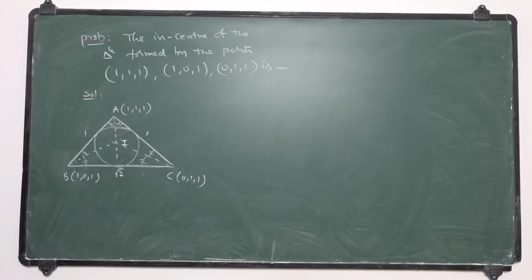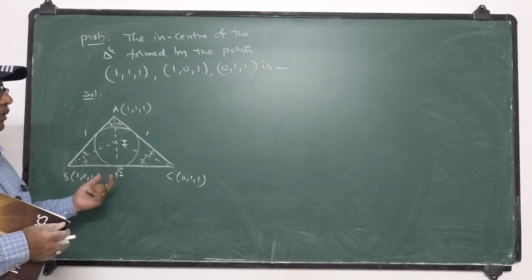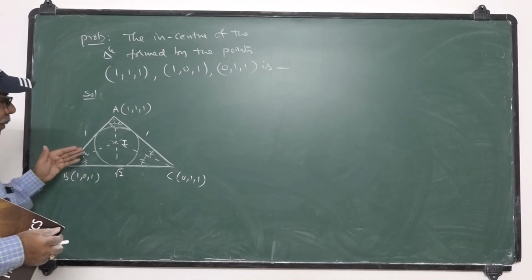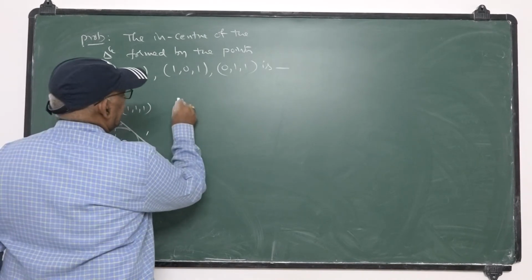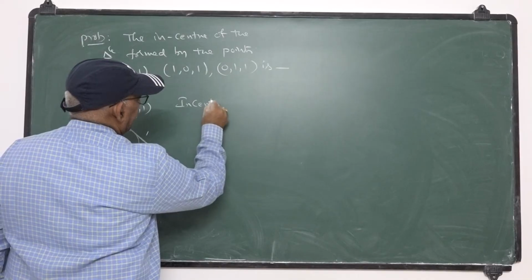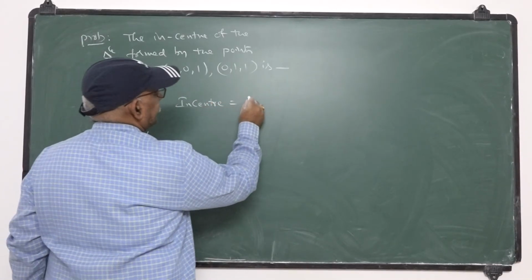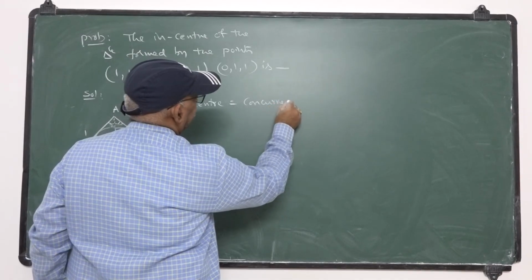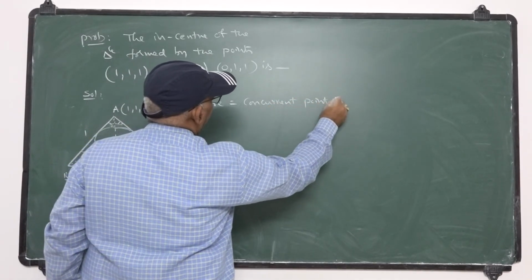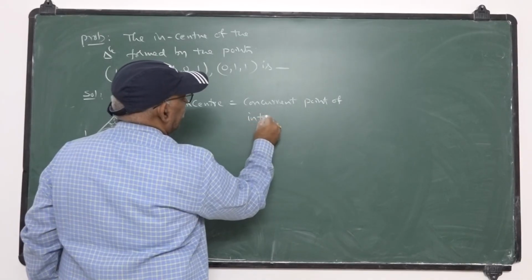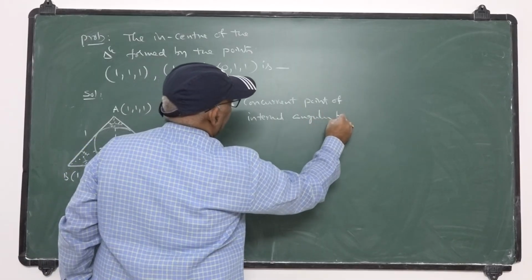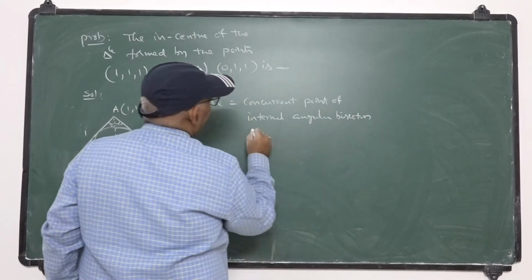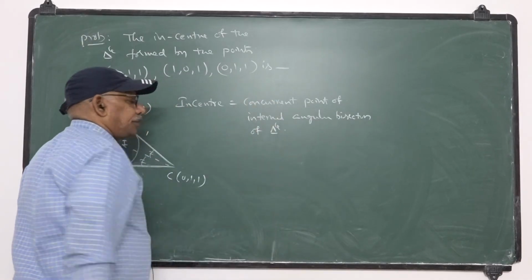So, in any triangle, incenter is the center of incircle. That is the concept of incenter, which is obtained by the concurrent point of internal angular bisectors. So incenter of a triangle is the concurrent point of internal angular bisectors of the triangle. That is the concept.